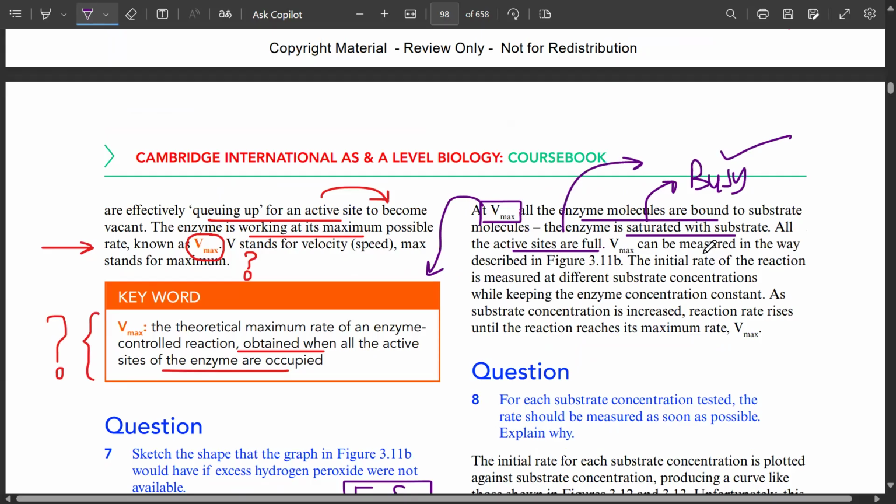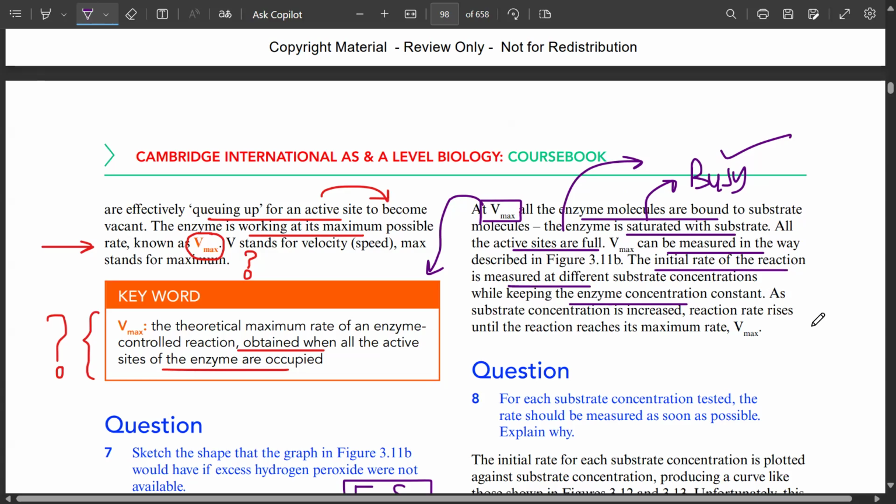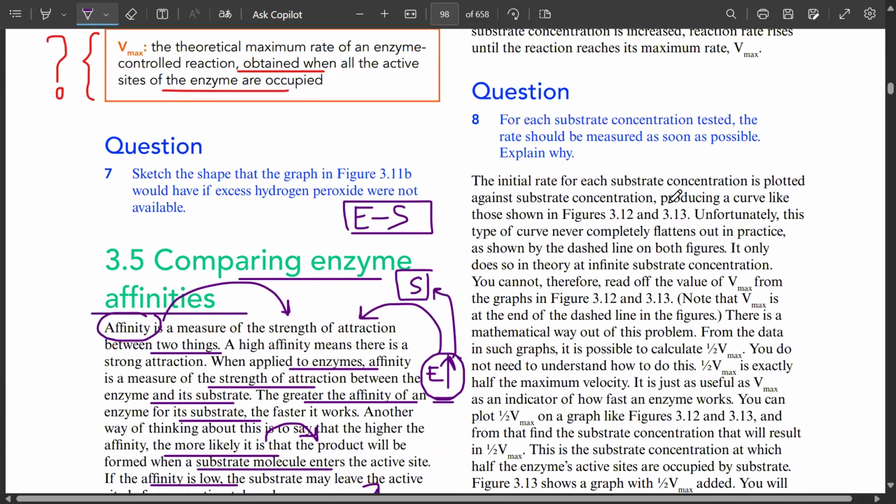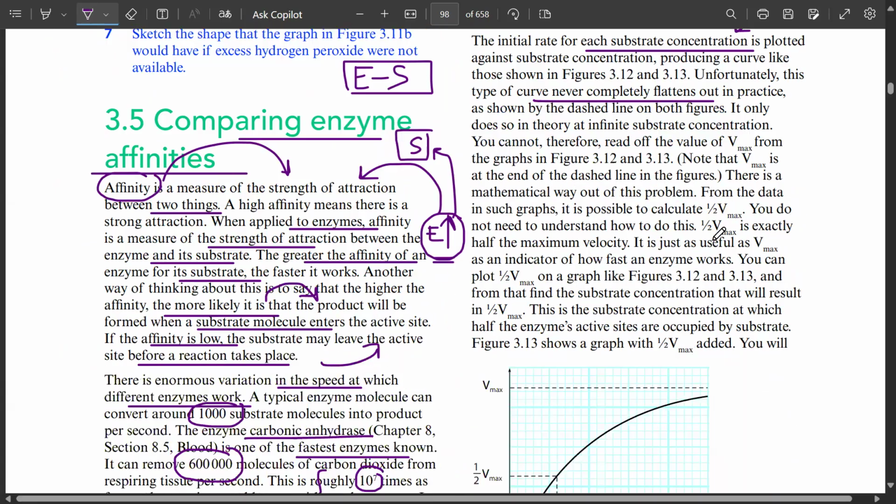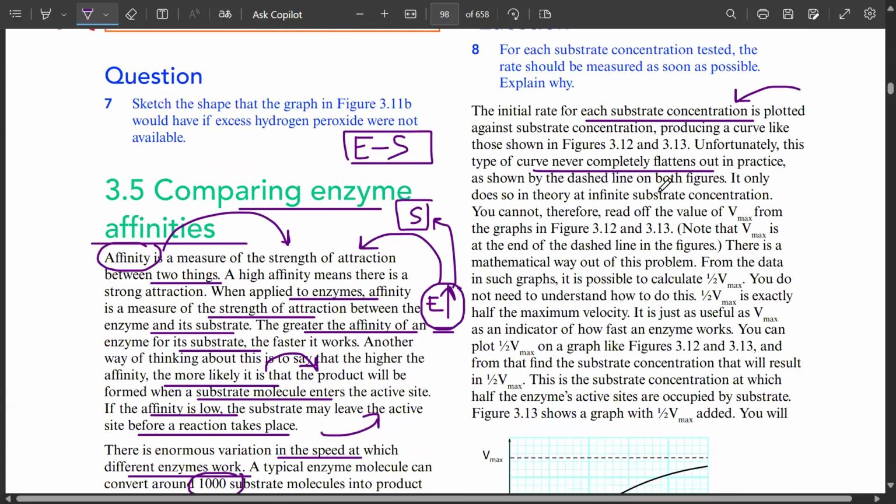And Vmax can be measured in the way described in figure 3.1. The initial rate of reaction is measured at different substrate concentration while keeping the enzyme concentration constant और वही सारा कुछ आपके पास आ गया. The initial rate for each substrate concentration is plotted against substrate concentration, producing a curve like those shown. Unfortunately, एक point आता है that the curve flattens out as well, but बिल्कुल exact straight line नहीं होगा. It's gonna keep on having a slope.